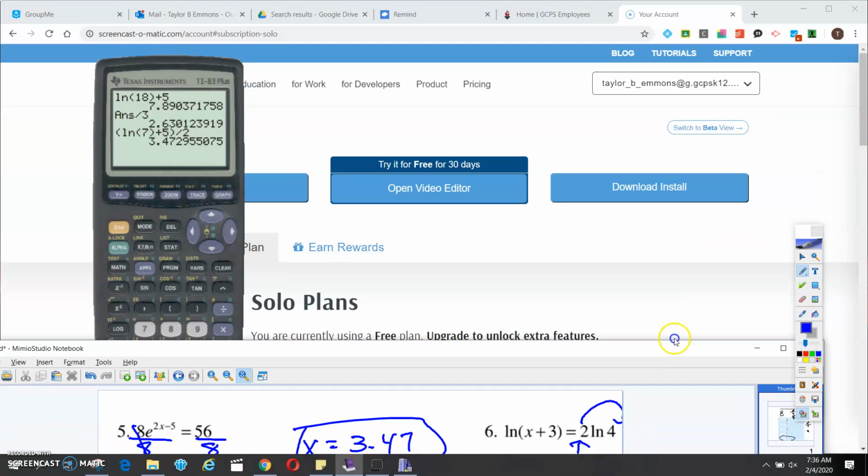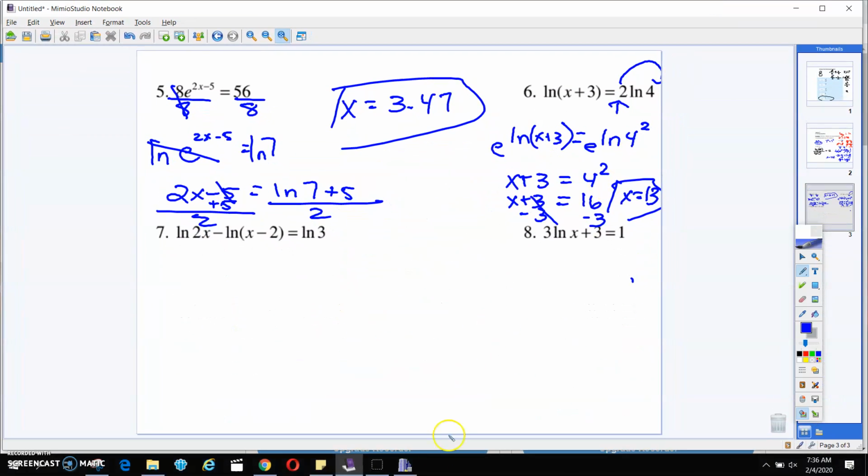You take everything and raise it to the e power. Okay, so we're also going to use our other rules. Remember last week when we talked about the quotient rule? If you have subtraction in between things, you can put it as a division. So I can rewrite this as ln of 2x divided by x minus 2 equals ln of 3.